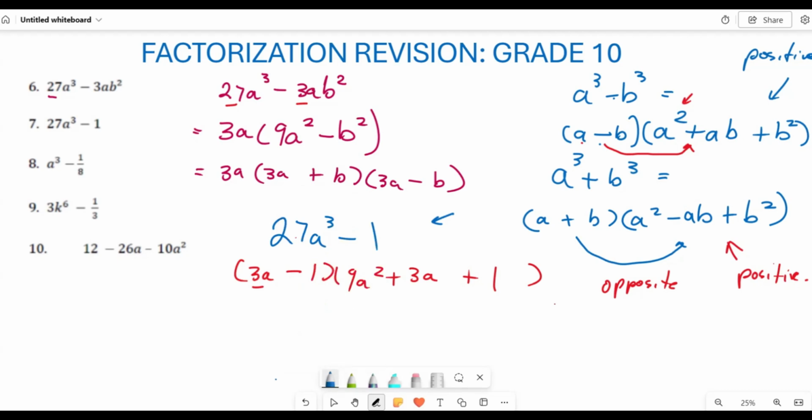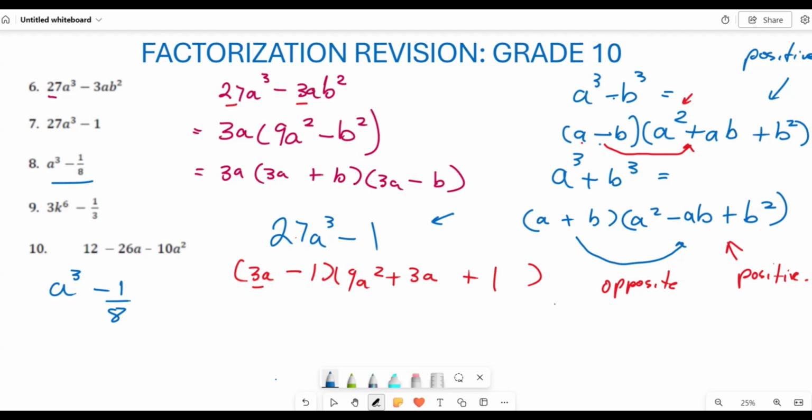Now I want us to look at this one. Here you have a cubed subtract 1 over 8, right? Can you see that this is also a difference of cubes? Why am I saying that? Number one, look at this. Can you see that a is cubed? And 1 is also a cubed number. And 8 is also a cubed number because 2 cubed gives us 8, right?